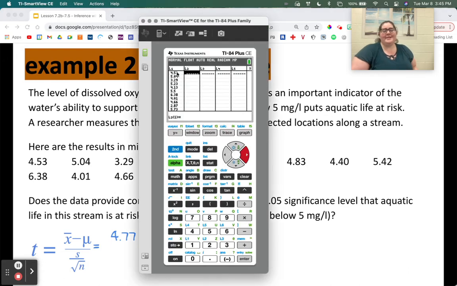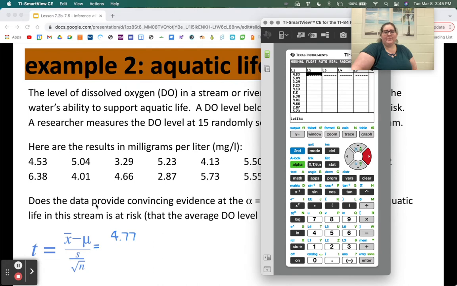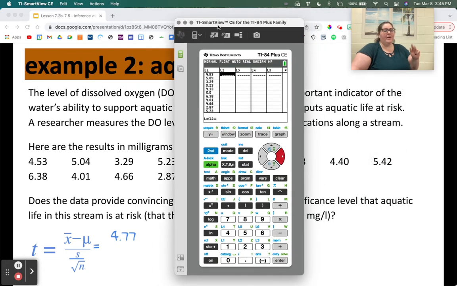All right, I got a little ahead of myself. So what I did in that pause was I went to stat and then edit on my calculator, and then I typed in all of those numbers under L1. Right, so if I were doing my formula by hand, the way I would get my sample mean and my sample standard deviation is one of two ways.